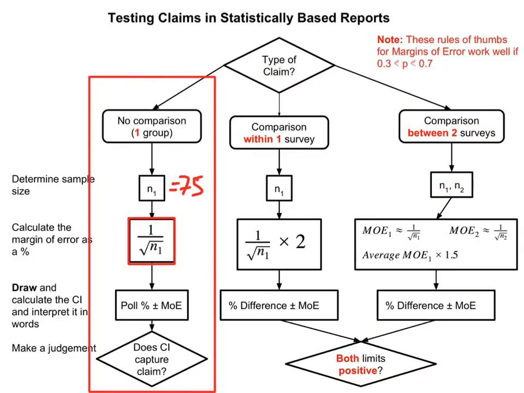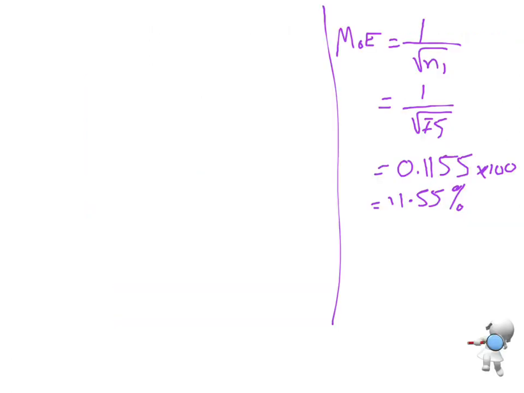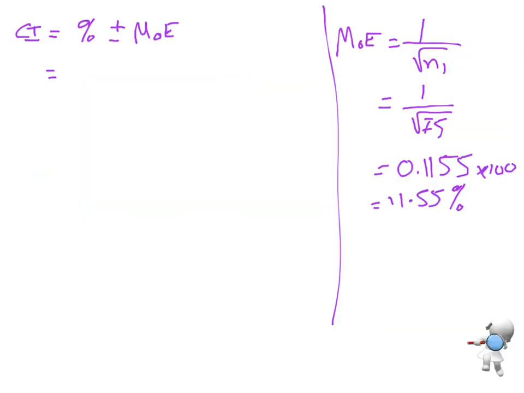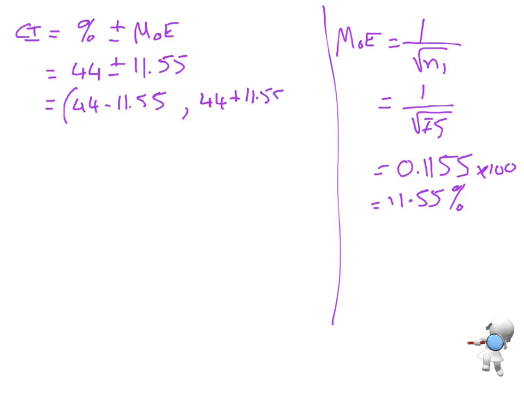Now we need to go and find that confidence interval. So we're doing our percentage plus or minus the margin of error. All right, so let's write down our formula. So confidence interval equals the percentage plus or minus my margin of error. So in this case, if we go back to the data, our percentage is 44%. So we've got 44% plus or minus that margin of error, which is 11.55%. So I'm going to do my confidence interval, 44 minus 11.55 and 44 plus 11.55.